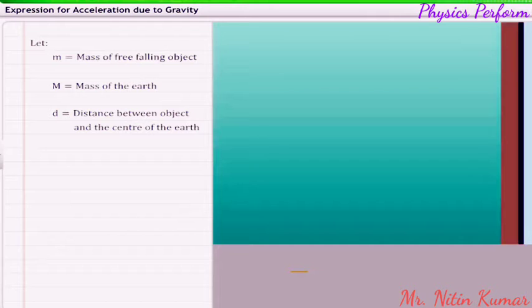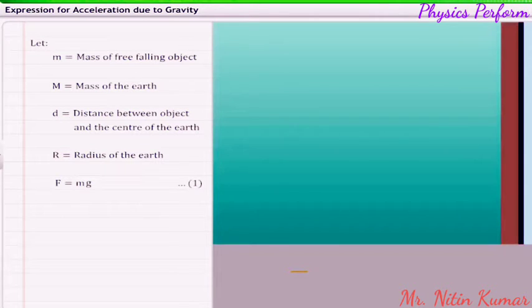And R be the radius of Earth. Since the object is in free fall, the gravitational force F on the object is the product of its mass m and acceleration due to gravity g. Let's call this equation 1.